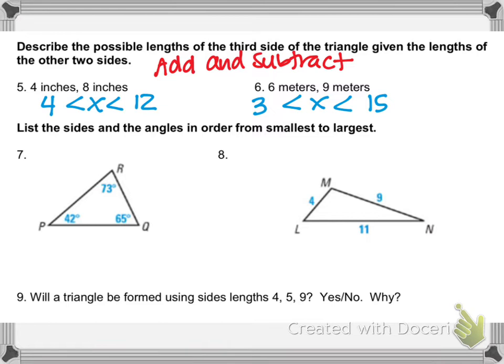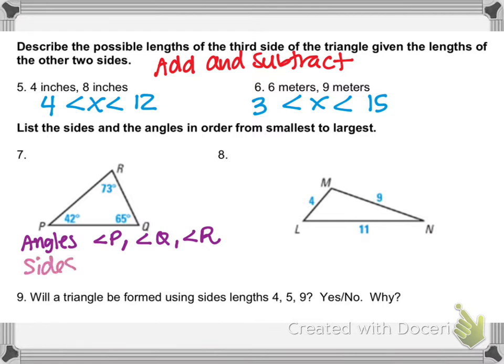Okay, number 7 and 8, this says list the sides and the angles in order from smallest to largest. Okay, so the smallest side is opposite the smallest angle. The biggest side is opposite the biggest angle. So let's just start with the angles here. I know they give us the angles. So smallest to largest, the angles would be angle P, and then angle Q, and then angle R.